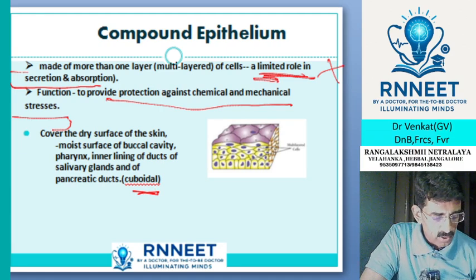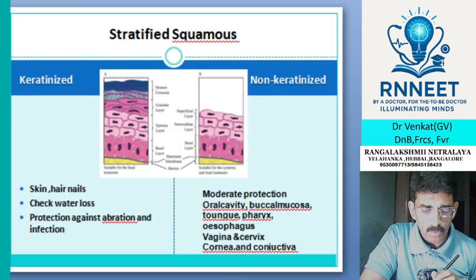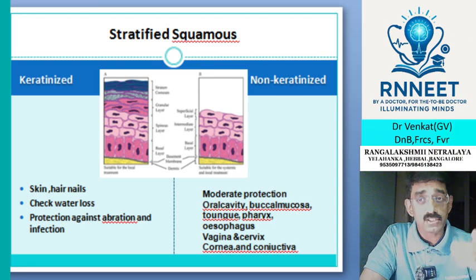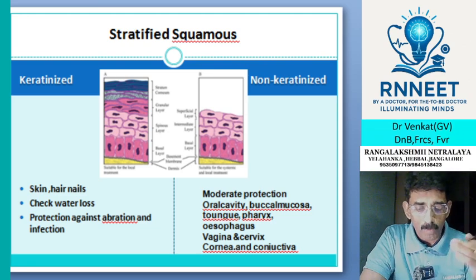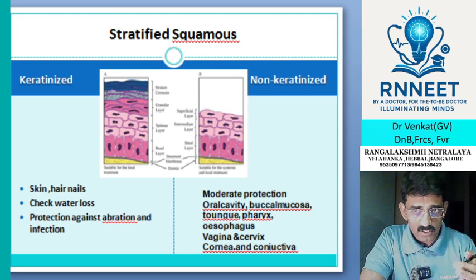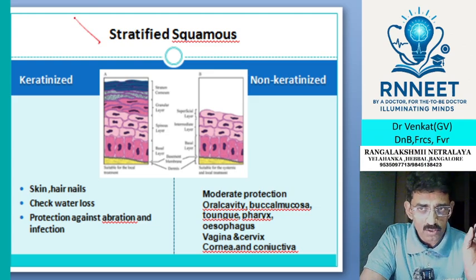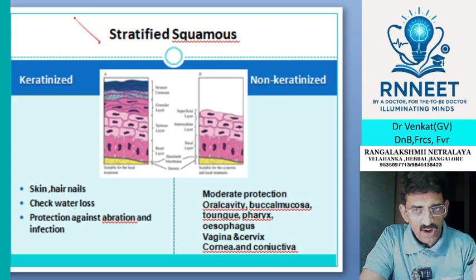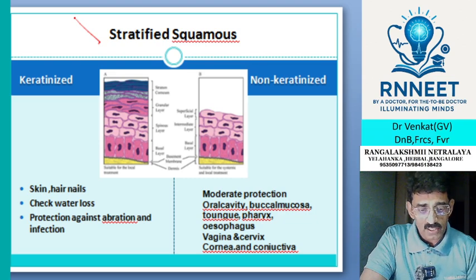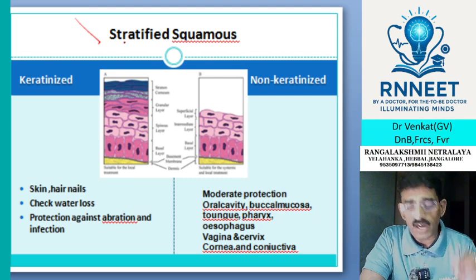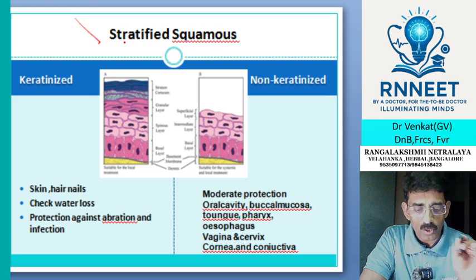We told that earlier. We'll go to the next part, which is basically stratified squamous. We saw that compound epithelium has a number of layers. In the first part, stratified squamous. You know what is squamous? Single layer, flattened cells. Same thing, multiple layers, flattened cells. That is called stratified squamous. You know that obviously skin is one place where there is stratified squamous.